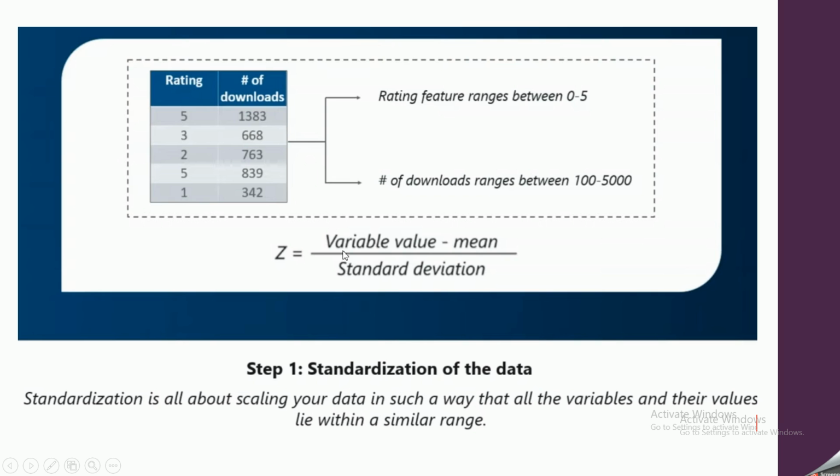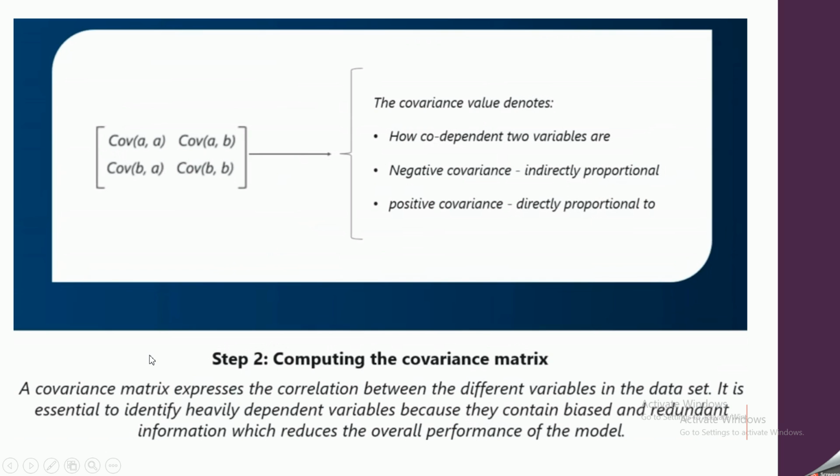The formula to calculate it is: variable value minus the mean, divided by the standard deviation. If I want to perform the standardization of this particular column, first I will calculate the mean. Once I obtain the mean, I take the variable value, so 1383 minus the mean of this column, divided by the standard deviation. Here we have 5 rows, so the total number of rows minus 1. It will be 1383 minus mean divided by 4, that is 5 minus 1. So this is the first step.